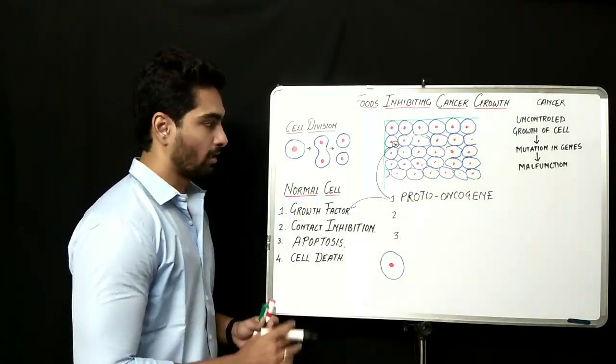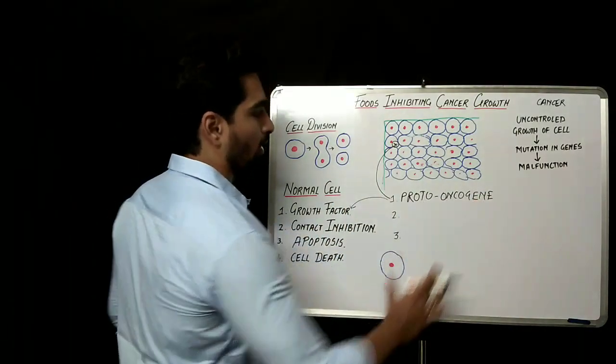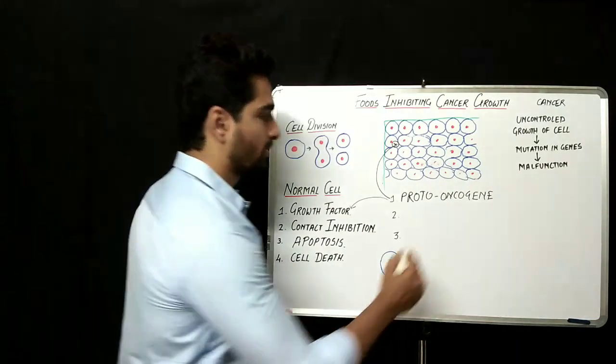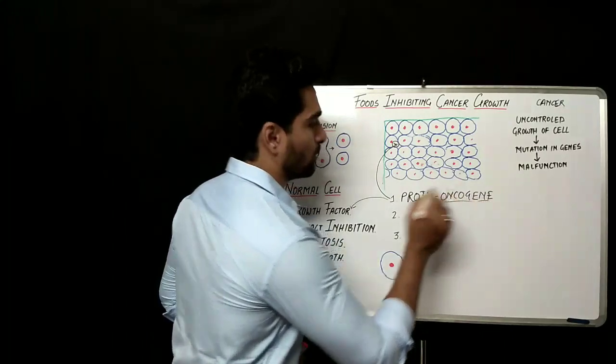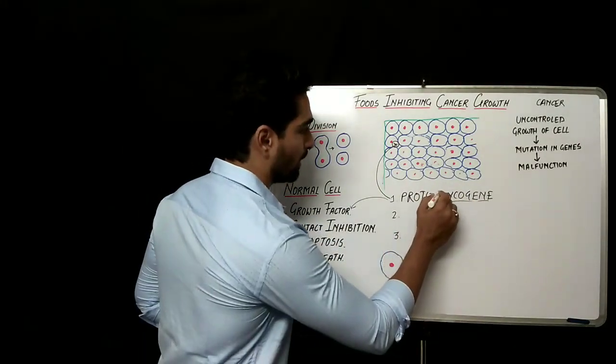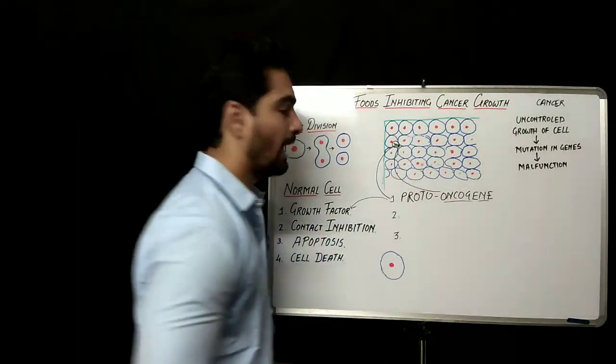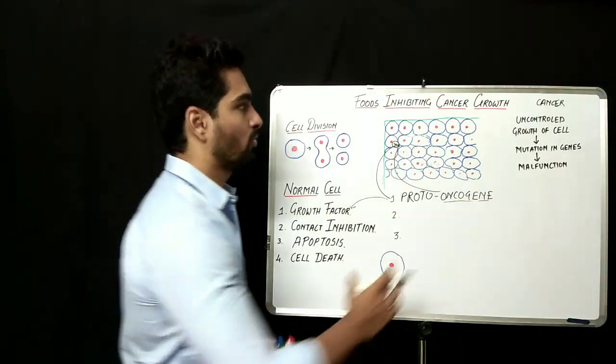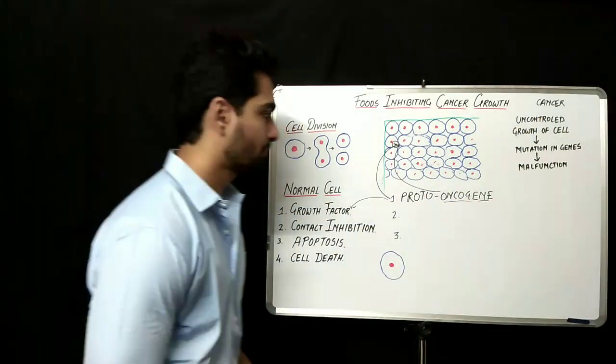Good. But when the proto-oncogene undergoes mutation, it produces something called an oncogene. This oncogene accelerates the rate at which the cell divides. That means there is no regulation in the cell division, which contributes to uncontrolled growth of cells.